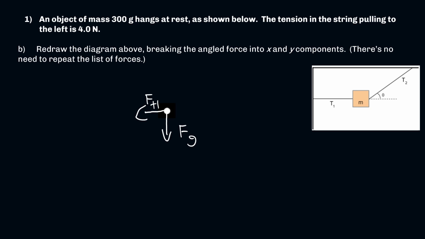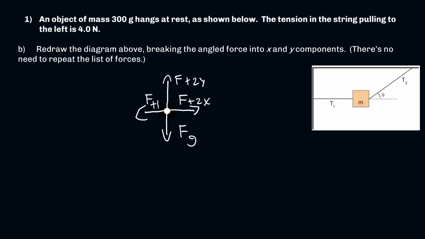All right, so X and Y, X is horizontal, Y is vertical. So to make my FT2 into my X and Y components, all I'm going to do is make my horizontal X. So going this way, I have here FT2X. And going upwards, I'm going to have FT2Y. And it is really just that simple for your components.